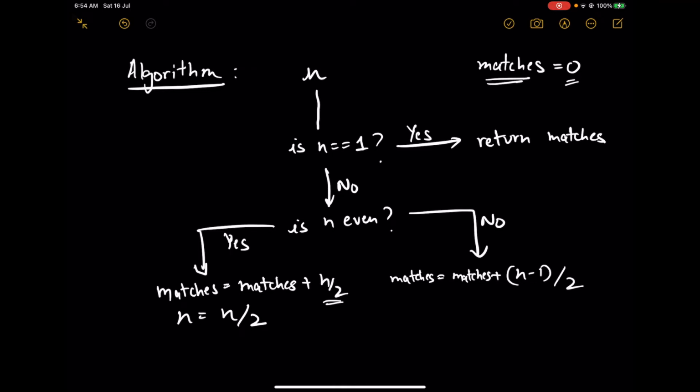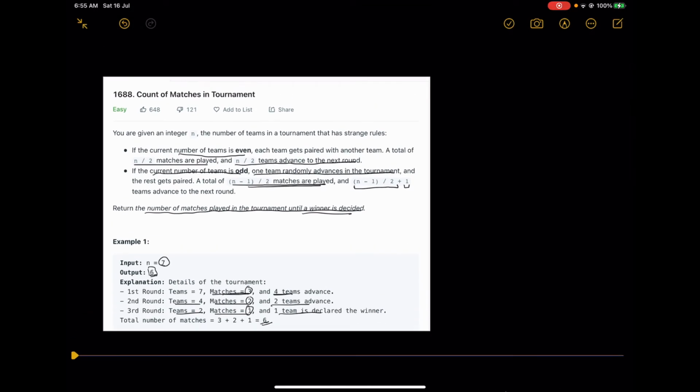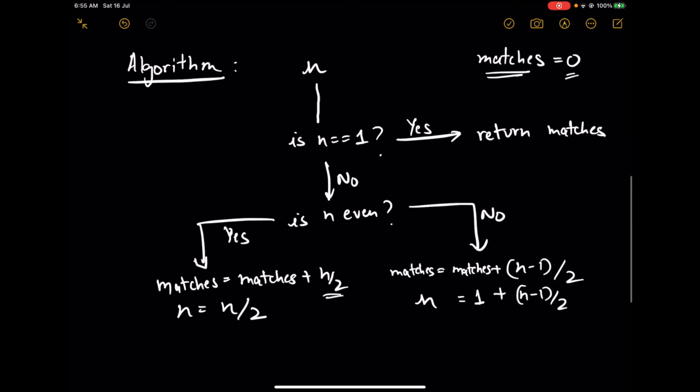And after this, we should change the number of teams n to the new number of teams that will qualify from these rounds, right? From these matches. So what is that going to be? That is going to be 1, because one of the teams automatically qualifies, plus the winners from the matches, right? So 1 plus (n minus 1) by 2. This is going to be the new value of n. Okay, this is also what's given in the question, right? (n minus 1) by 2 plus 1, right? So that's the same thing.